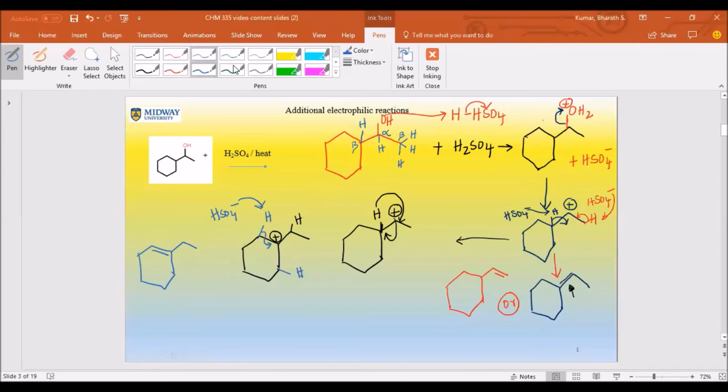Or, I'm going to draw this in a different color. The HSO4 minus could come, grab this hydrogen, and move this bond here. Let me redraw that for a second. Anyway, so it could come here. In that case, you will have this as product.